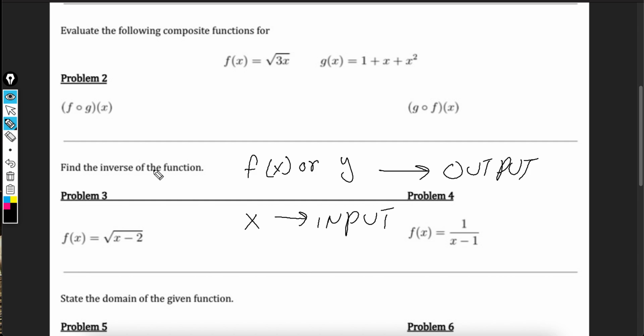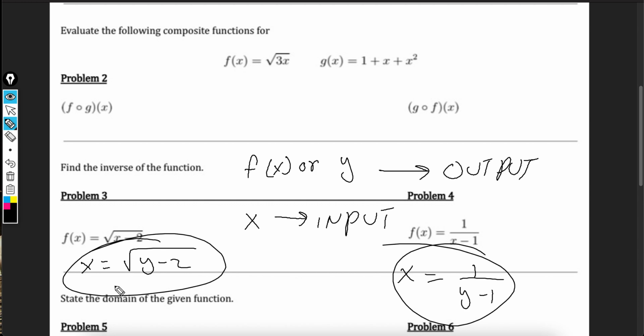I really don't know any other way of explaining that, but yeah, that would be pretty much it. So now it would be x equals y minus 2. This one would be x equals 1 over y minus 1. That's, yeah, this isn't really crazy math right here. This is just very simple theoretical.